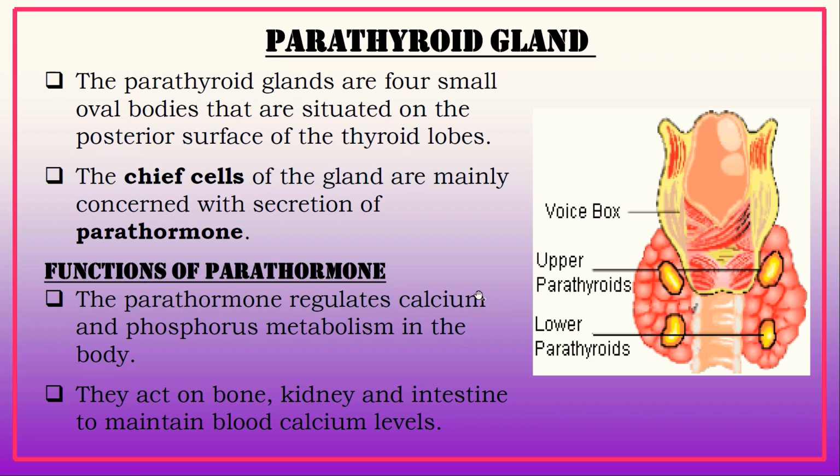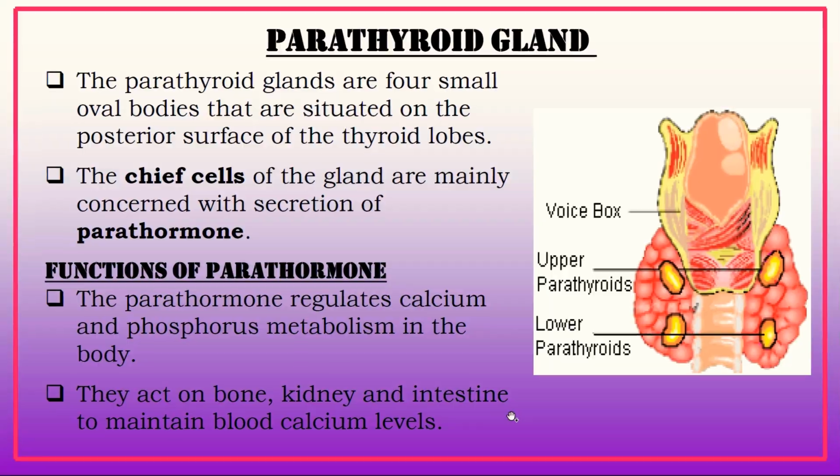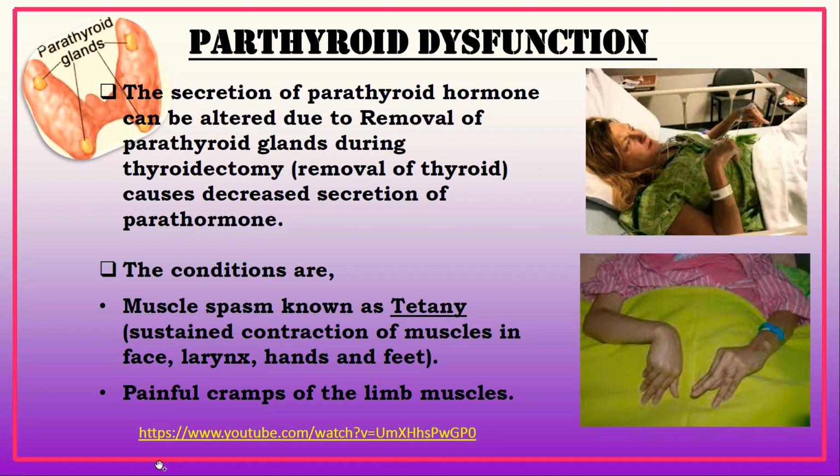So what are the functions of parathormone? Parathormone regulates calcium and phosphorus metabolism in the body. It acts on the bone, kidney and intestine to maintain the blood calcium level. Parathyroid dysfunction: secretion of the parathyroid hormone can be altered due to the removal of the parathyroid glands during thyroidectomy. Thyroidectomy means removal of the thyroid gland.